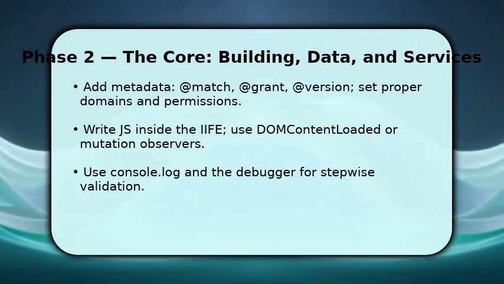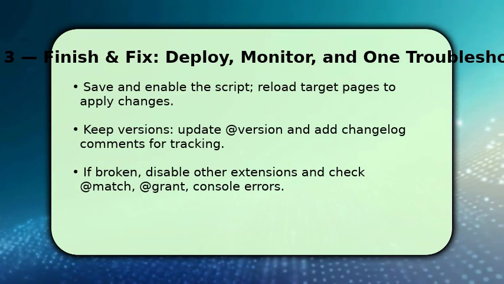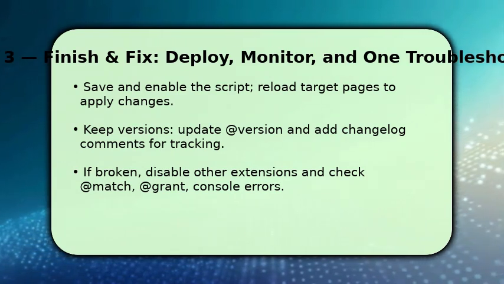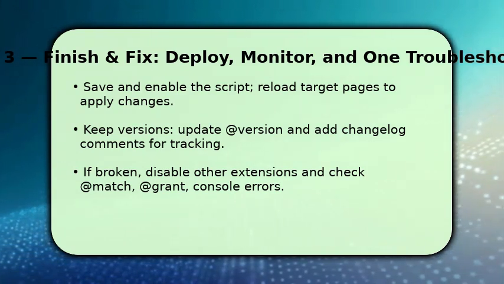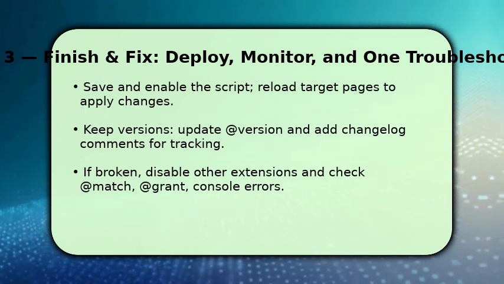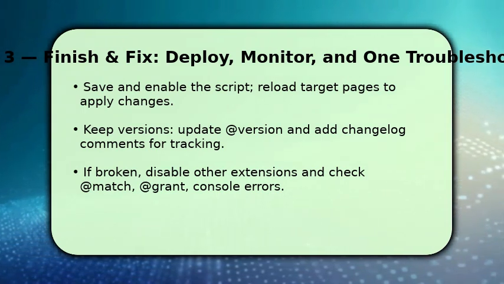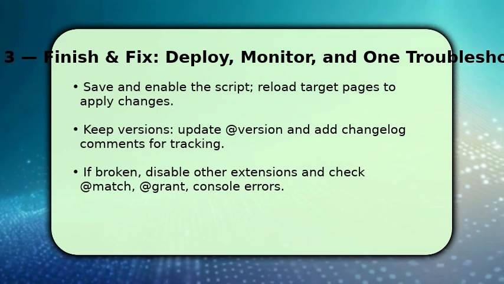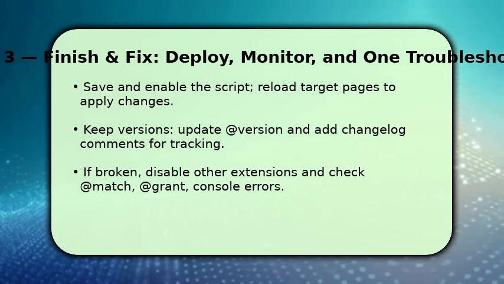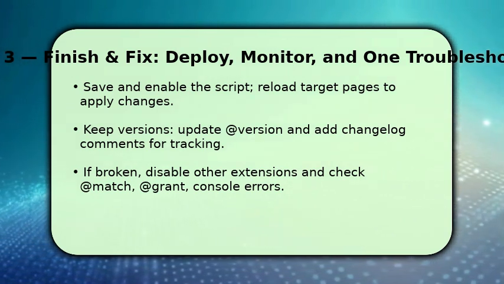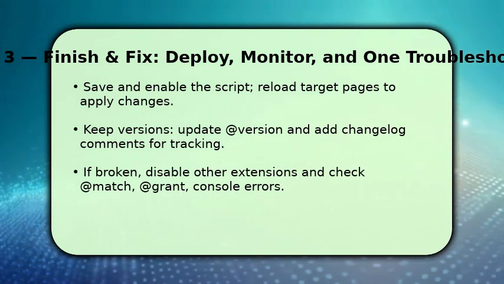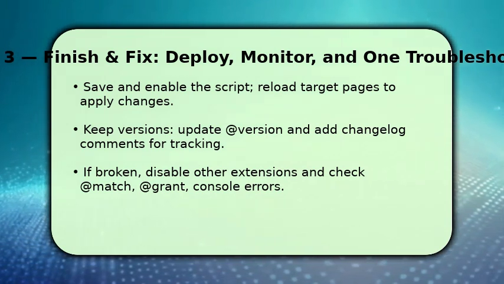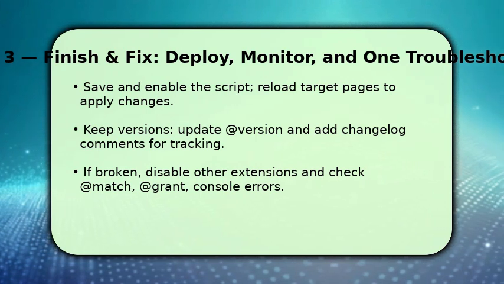You finish by saving and enabling the script, then reload the target pages to verify behavior. Make maintenance a habit. Increment @version and add changelog comments so you can revert or audit changes. If something breaks, first disable other extensions and test. Conflicts are common. Next, inspect console errors and verify @match and @grant values, adjust selectors or timing.